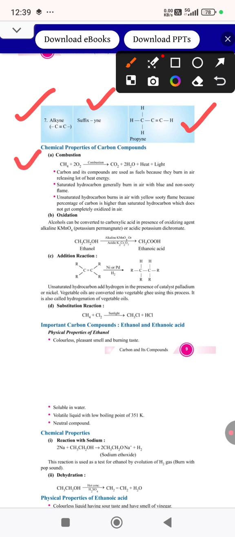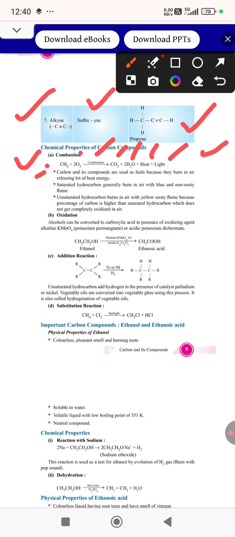Number 1, combustion. Example: CH4 when reacted with O2 in combustion, it gives carbon dioxide gas, water, heat and light. This is a very important reaction.